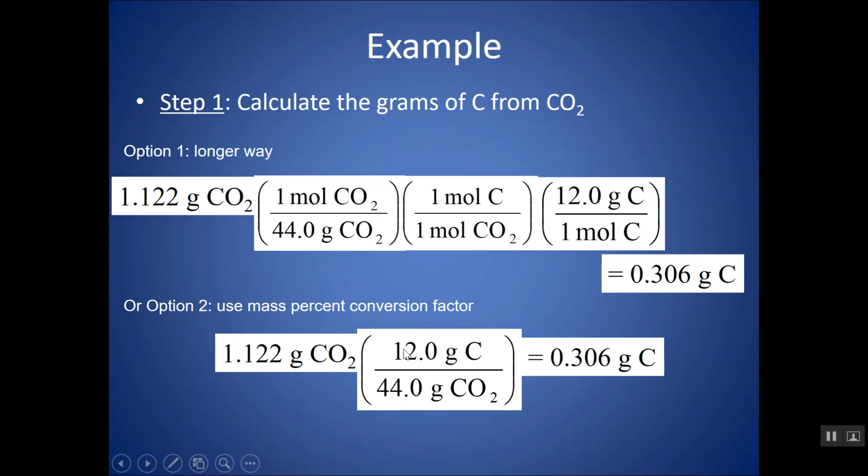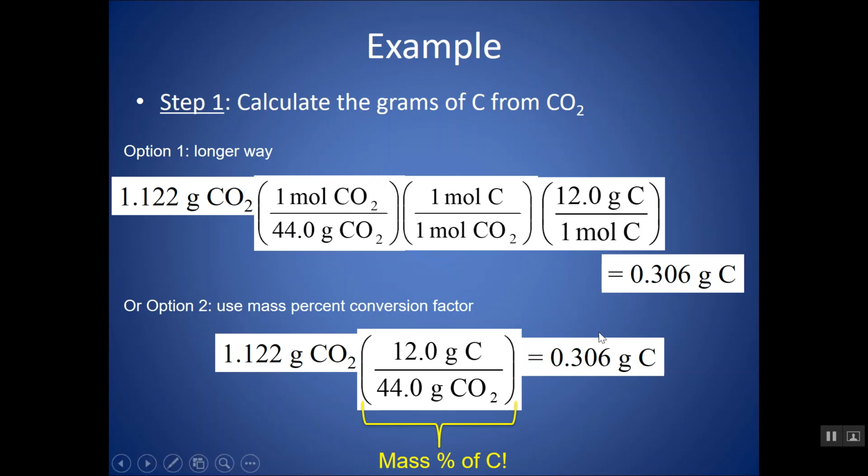It's essentially multiplying by the mass percent as a decimal, and you get the same answer. And notice if I'm looking at the work, it's the exact same work. You're multiplying by 12 and you're dividing by 44. So this is kind of a shortcut. You can absolutely feel free to do it the top way, where there are more conversion factors, or you can do it the bottom way where there are fewer. It's the exact same thing, okay?